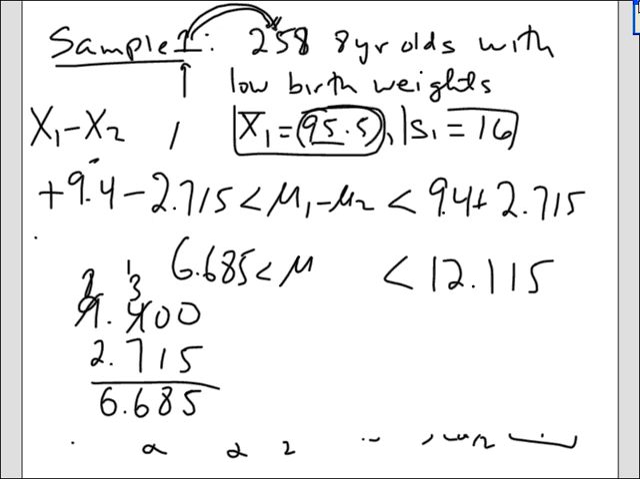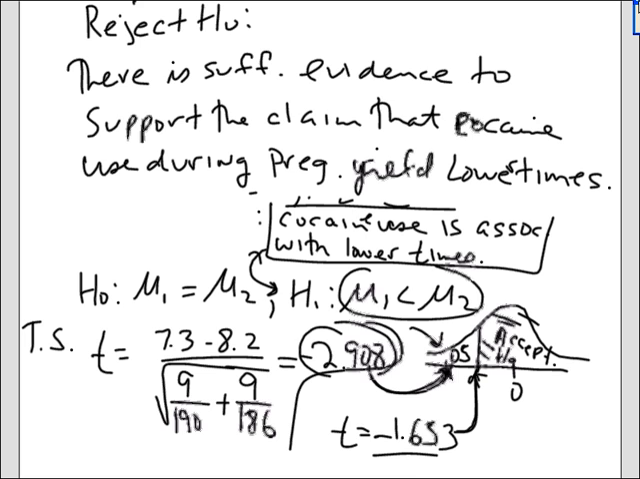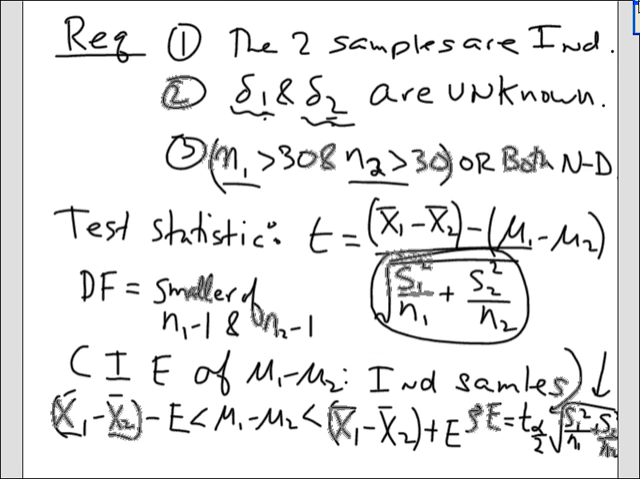And that is what mu1 minus mu2 is in between. It's in between 6.7 and 12.1. That's the confidence interval. And that finishes this section. Good luck with it.